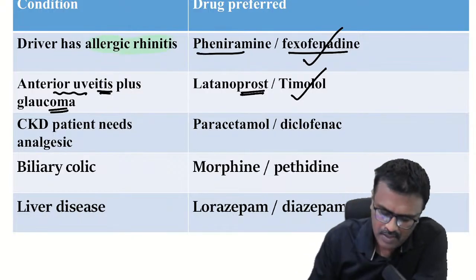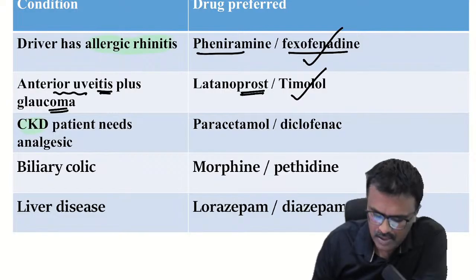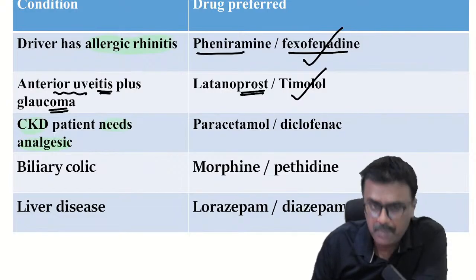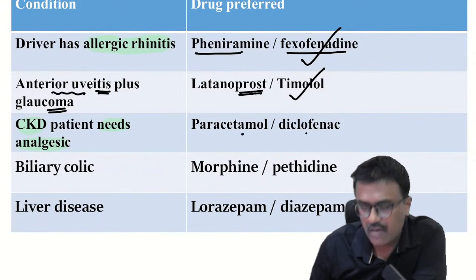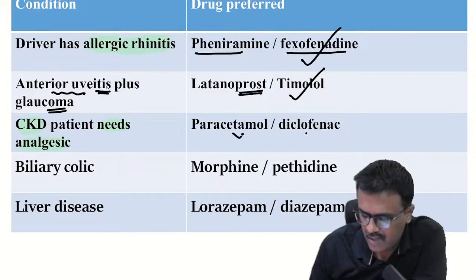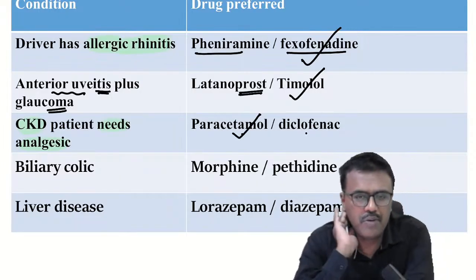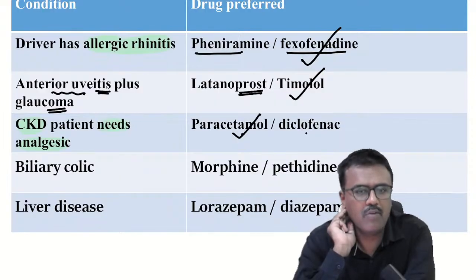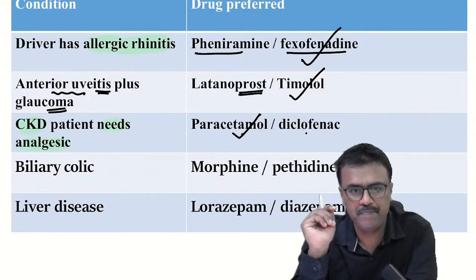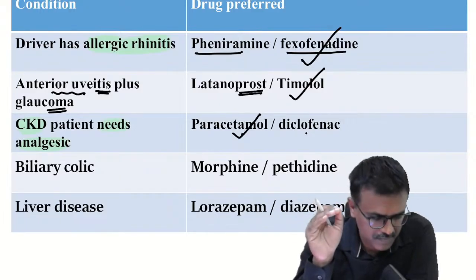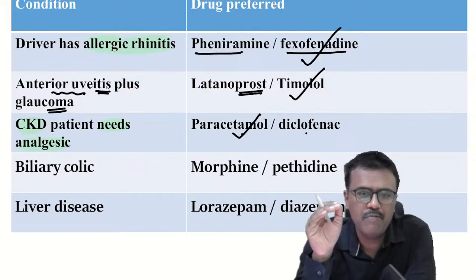A patient is having kidney disease and he has to be given painkiller, analgesic. So will you give paracetamol or will you give diclofenac? I will give paracetamol because it's not going to cause analgesic nephropathy. But diclofenac I don't want to give because it is known to produce analgesic nephropathy. The safest analgesic NSAID in CKD patients is paracetamol. Tell me, is there any other name for paracetamol?